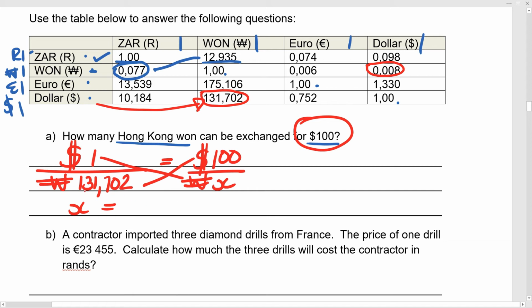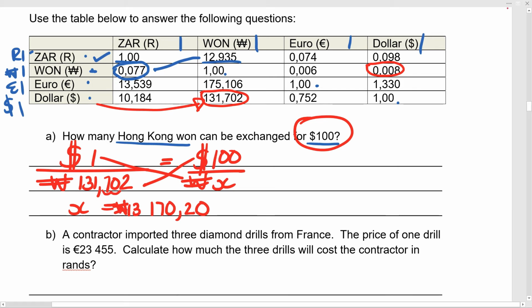So when I take 131.702 and I multiply by 100, I'm actually just moving the comma twice. So my answer will be 13,170.2, or we'll say 20 for the 2 decimal places. It was how many won? So my unit here is won.